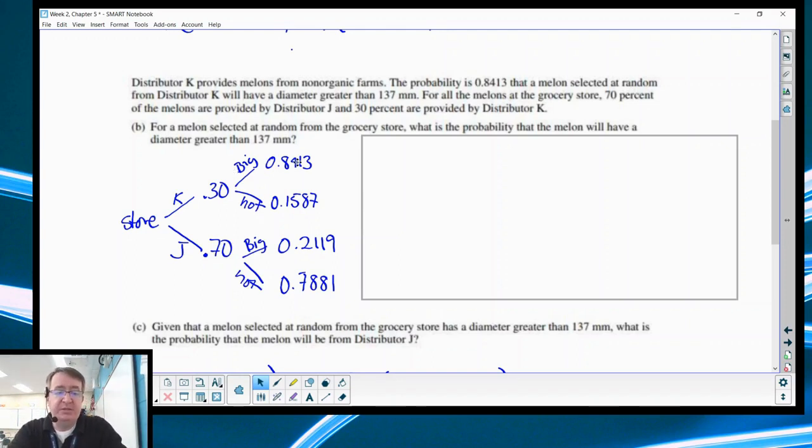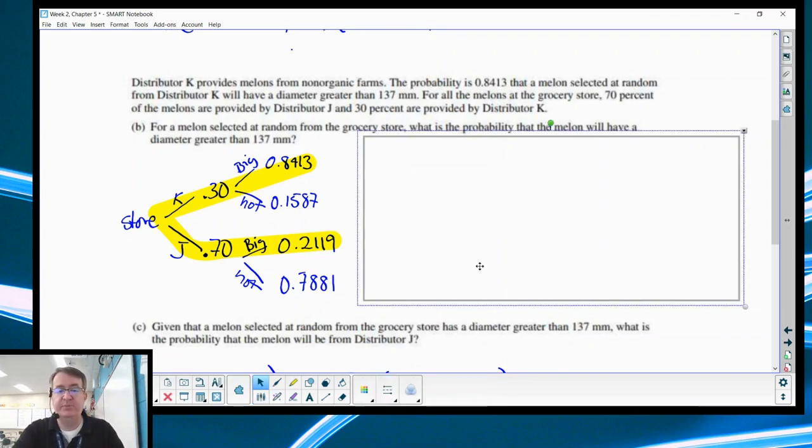Now we want melons that are bigger than 137, so you just need to follow the branch that will give you what you want. We want that one, and we want this one. Now remember, in the tree diagram, you multiply those probabilities as you go. So you will end up seeing something that looks like this.